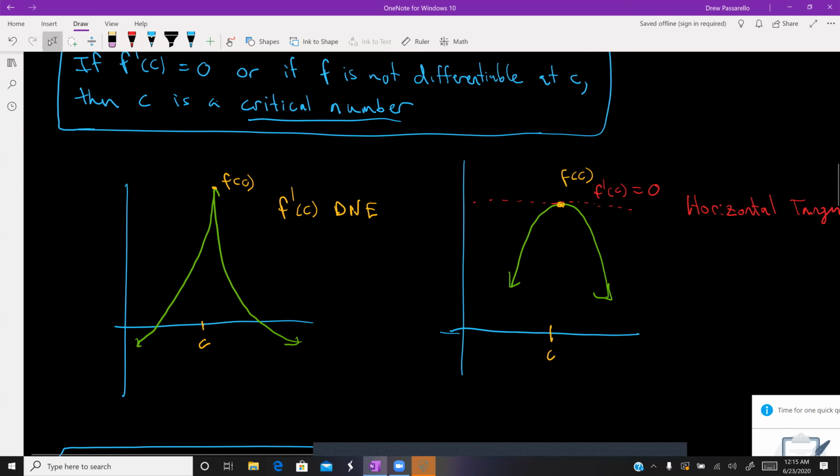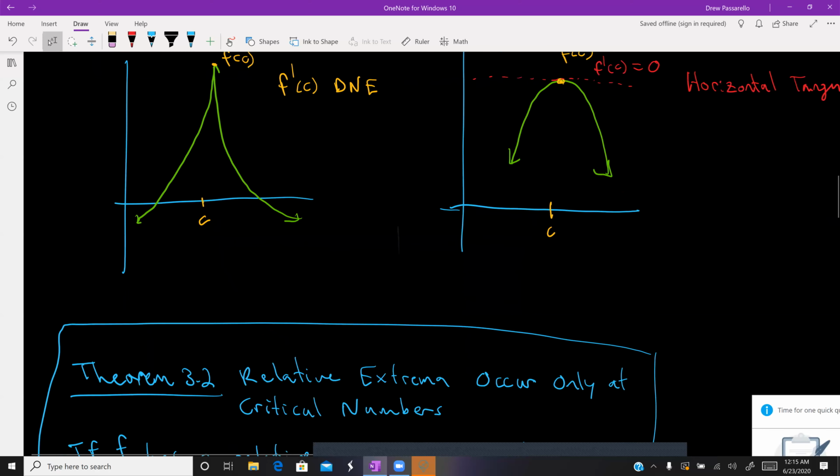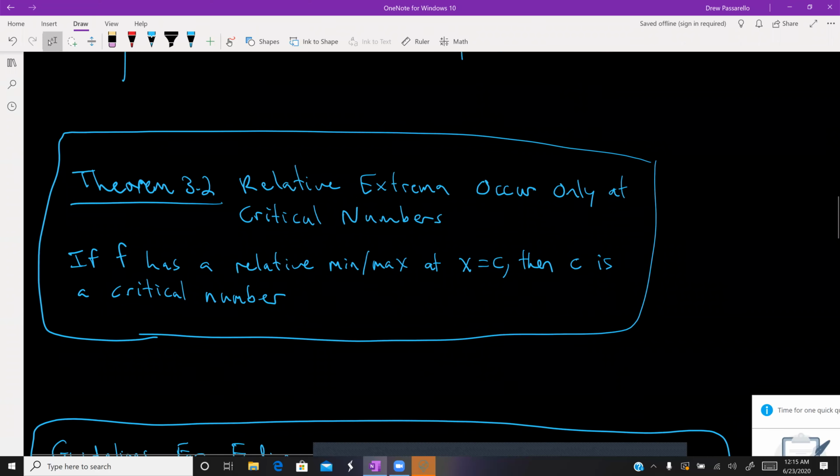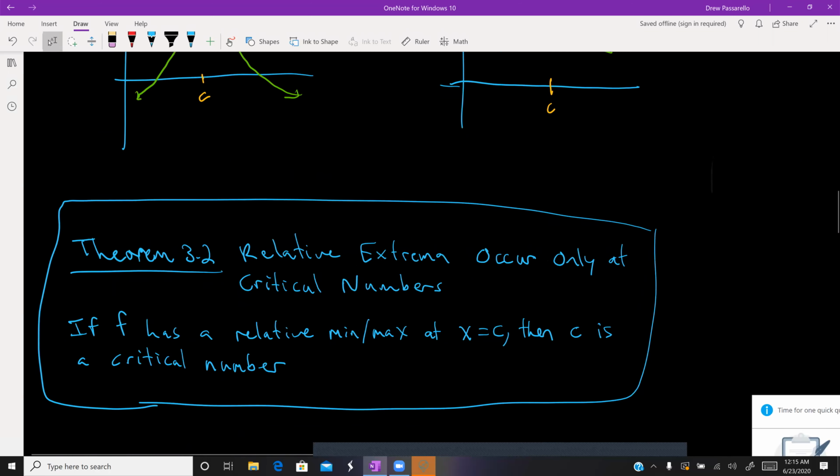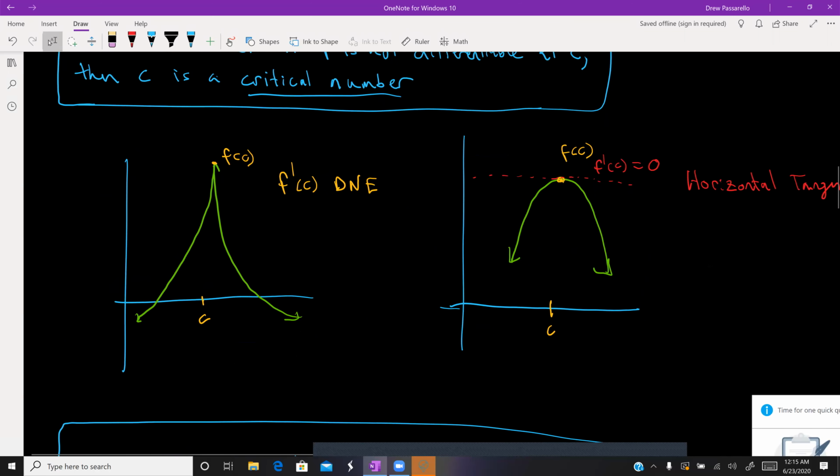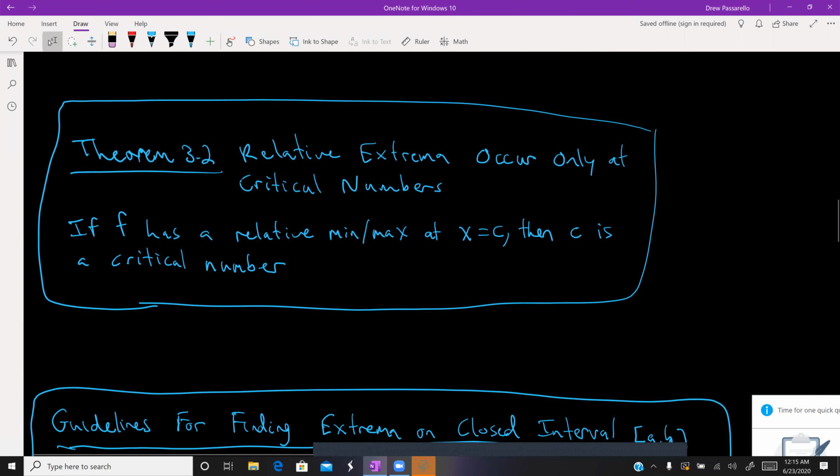And then this is a case, again, where the derivative doesn't exist at c, but yet it's still a relative max, and that's a critical number. Which leads me to the next theorem. Theorem 3.2 just says relative extrema occur only at critical numbers. All right, that's just what I sort of drew right here. These are relative maxes. So if f has a relative min or max at x equals c, then c is a critical number. That's what the theorem says.